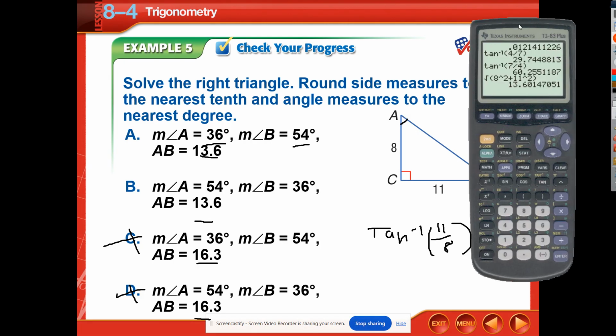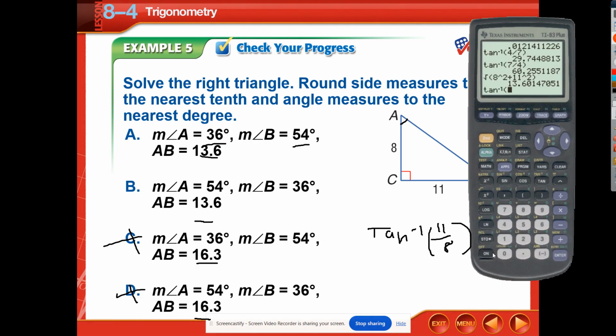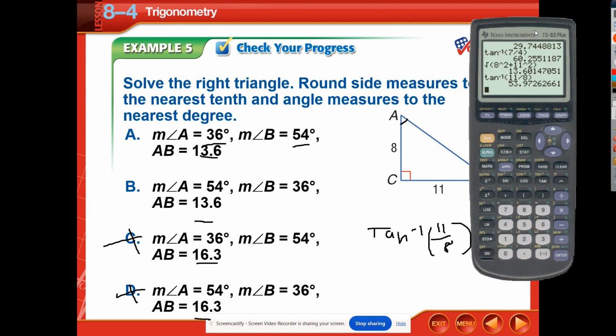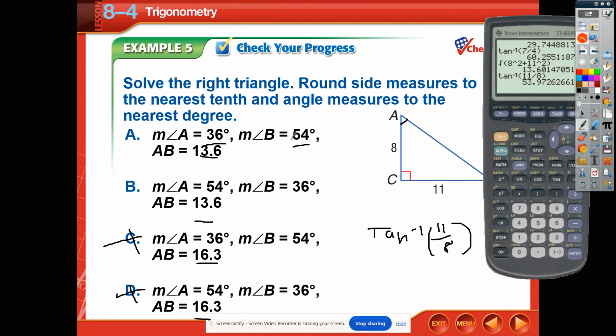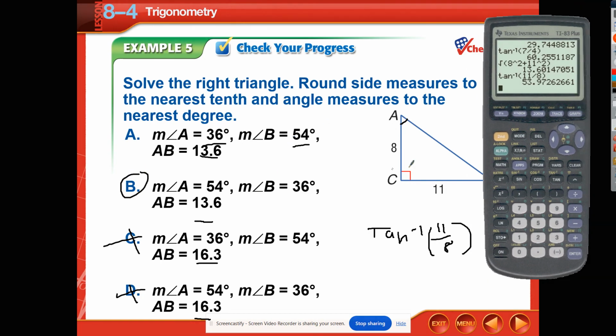So we get out our calculator, tan inverse of 11 over 8. It's 53.97, so that rounds to 54. So angle A should be 54. So it looks like B should be our correct answer here.